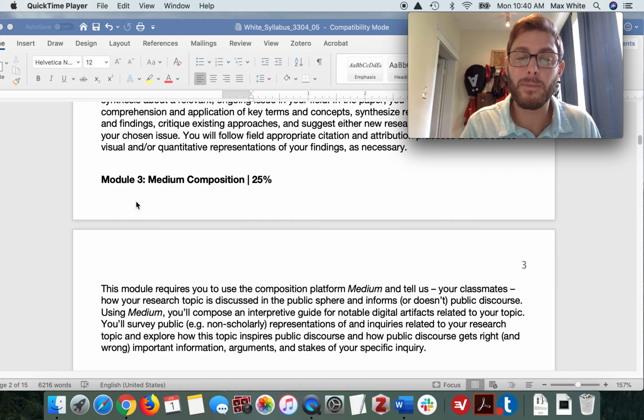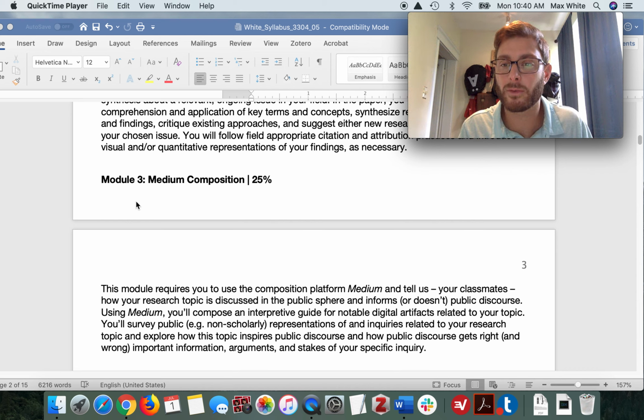Okay, and then lastly, the medium composition. And you'll notice I use the word composition rather than essay here because I want you to think of it as a composition. It's not an essay. It's not something you're writing for 10th grade English on symbolism in the Scarlet Letter. Medium, for those of you who don't know, is a really cool website where people who are really smart in a knowledge-related field write for a public audience.